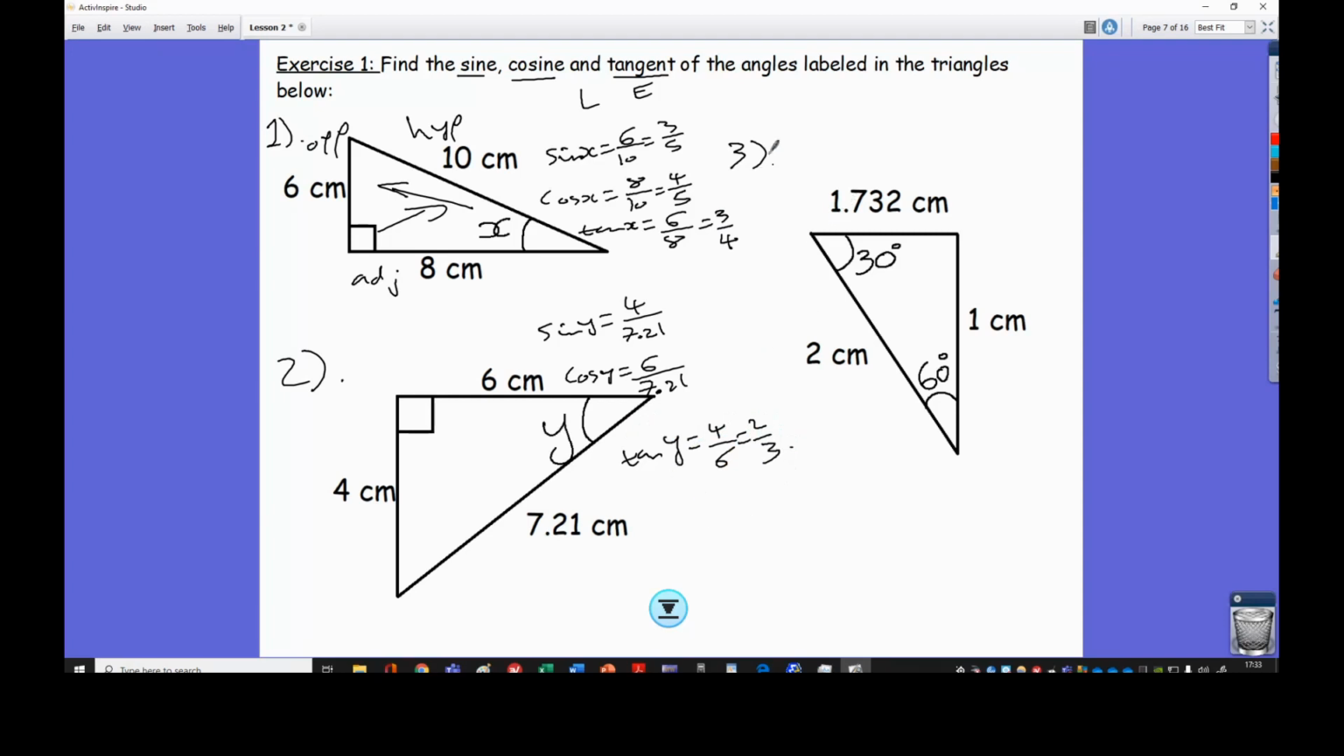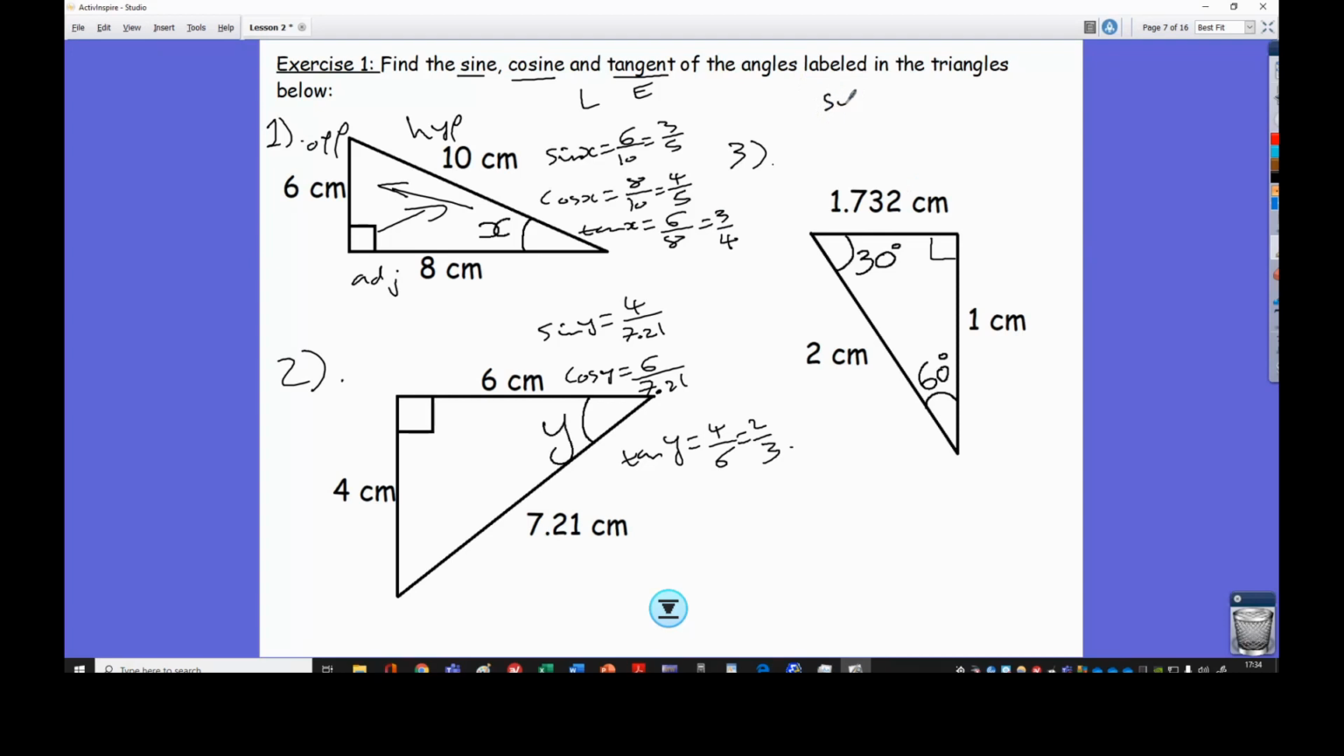Finally, we have question 3. So this time I've given you numbers, and I've basically given you a triangle which will satisfy these conditions. So to 3 decimal places roughly, this triangle is a real triangle. If you were to draw a right angle triangle with base 1 and hypotenuse 2, the other side would be 1.732, roughly, to 3dp.